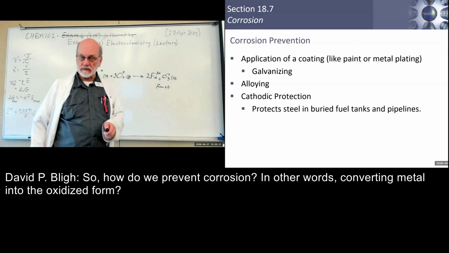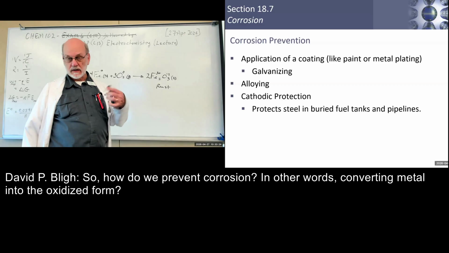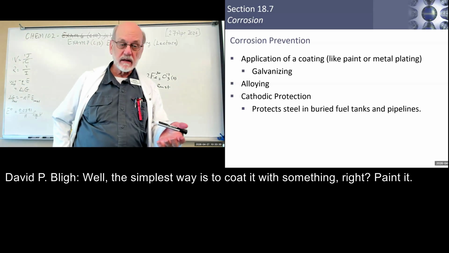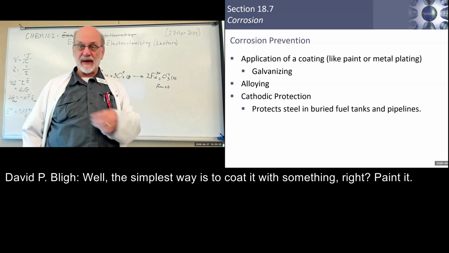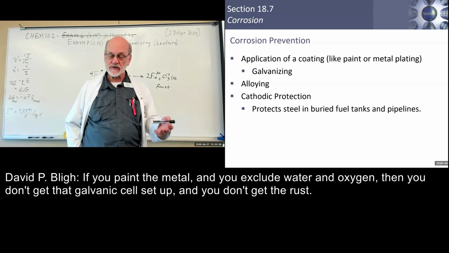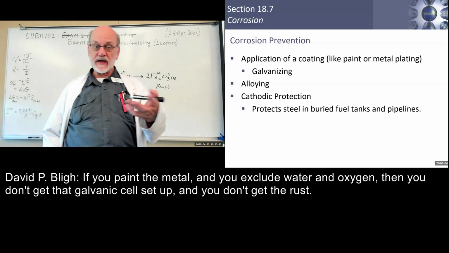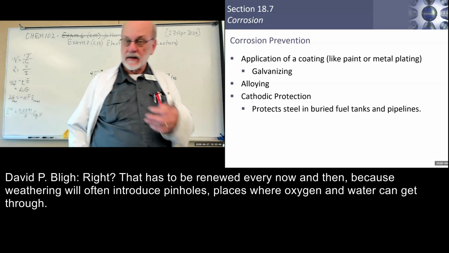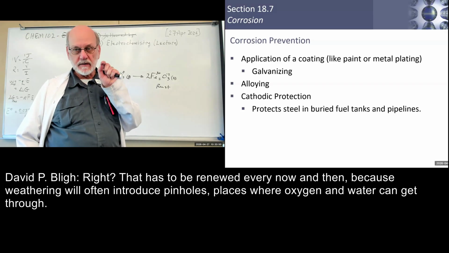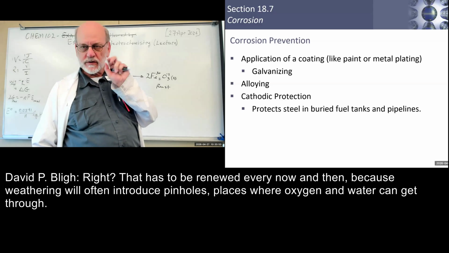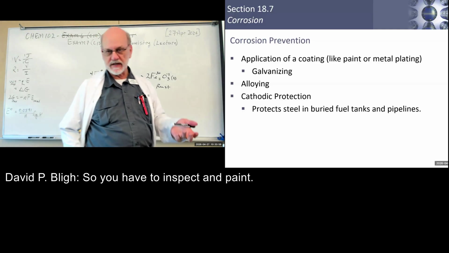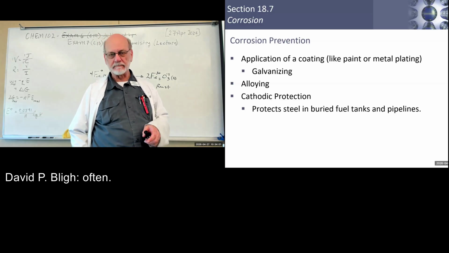So how do we prevent corrosion? In other words, converting metal into the oxidized form. Well, the simplest way is to coat it with something, right? Paint it. If you paint the metal and you exclude water and oxygen, then you don't get that galvanic cell set up and you don't get the rust, right? That has to be renewed every now and then because weathering will often introduce pinholes, places where oxygen and water can get through. So you have to inspect and paint often.